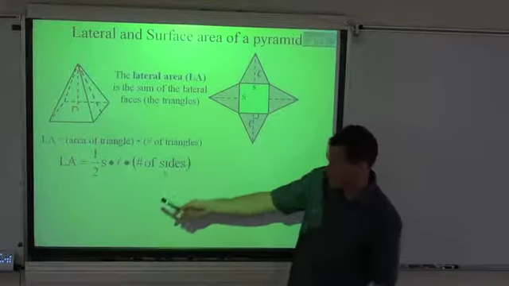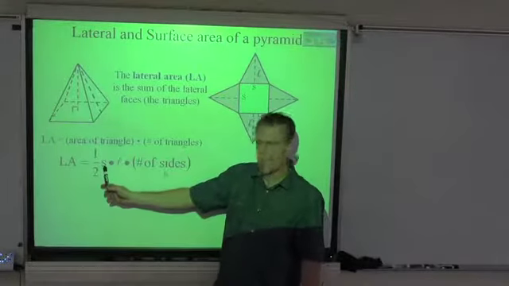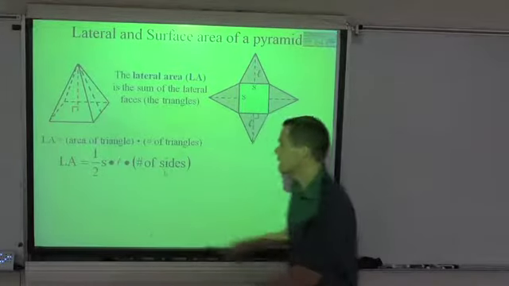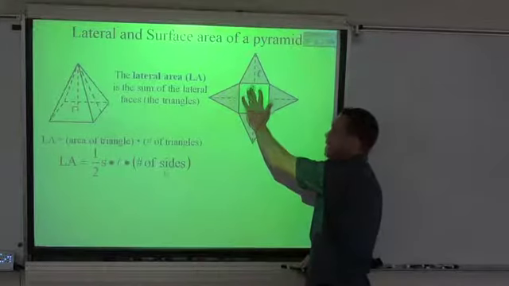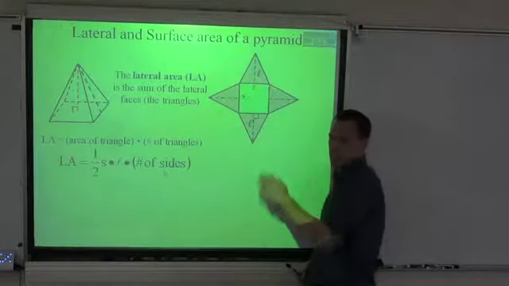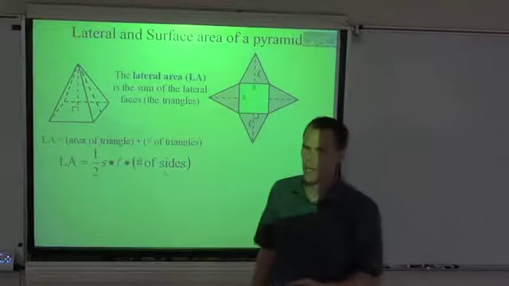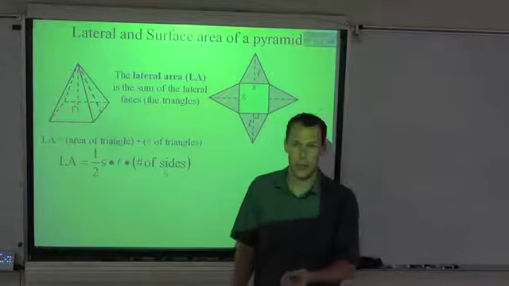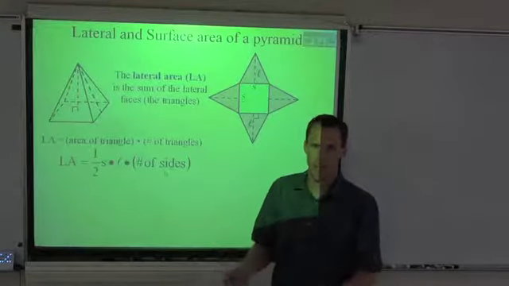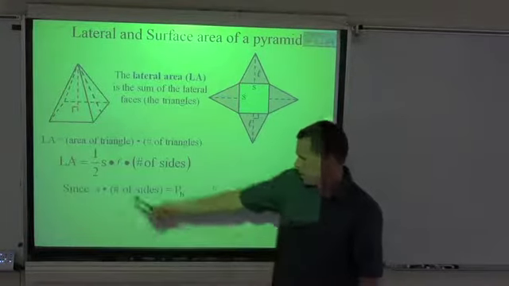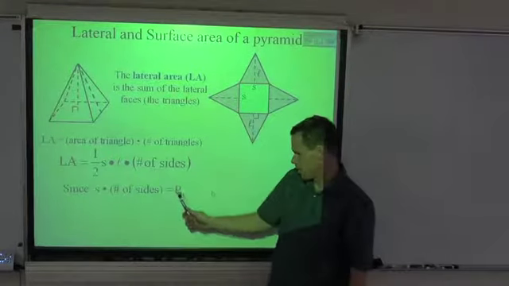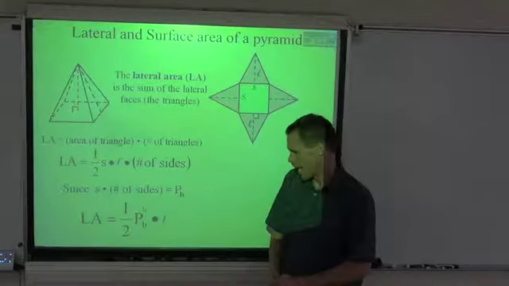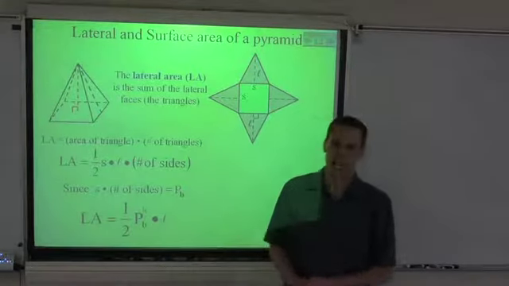Now within this equation, I noticed that if you multiply the side length by the number of sides, let's use real numbers for a second. If the side length was 10, 10 times 4 would be 40. That's the perimeter of the square. So side times number of sides is the perimeter of the base. We can now shorten this equation to 1/2 perimeter of base times slant height.